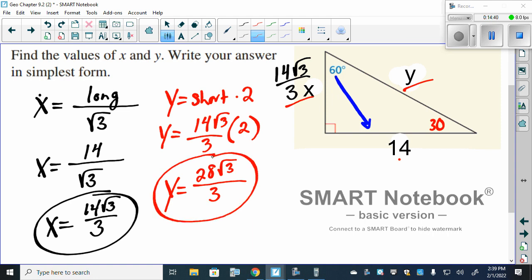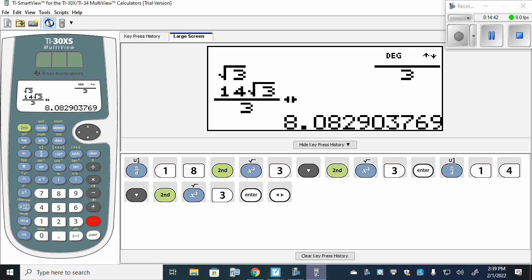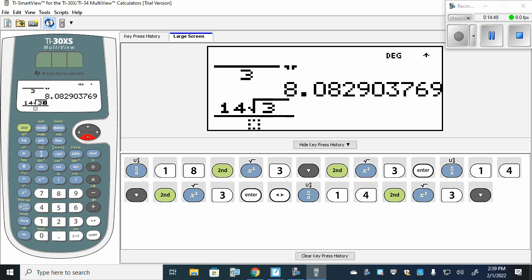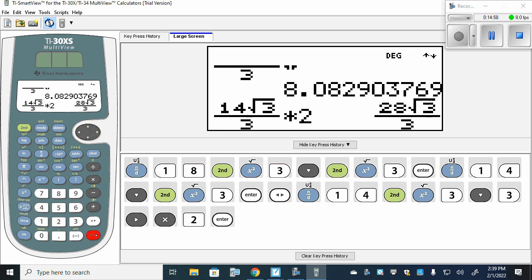Yep. And if we did it in the calculator, we can type it in as 14 square root 3 over 3, skewed over so we're outside the fraction, times 2, and hit enter, and we get 28 square root 3 over 3. Because the 2 will multiply with the numerator, and as we've seen so far, the 2 can't multiply with the square root because it doesn't have a square root. So we're doing 2 times 14, which would give us 28.